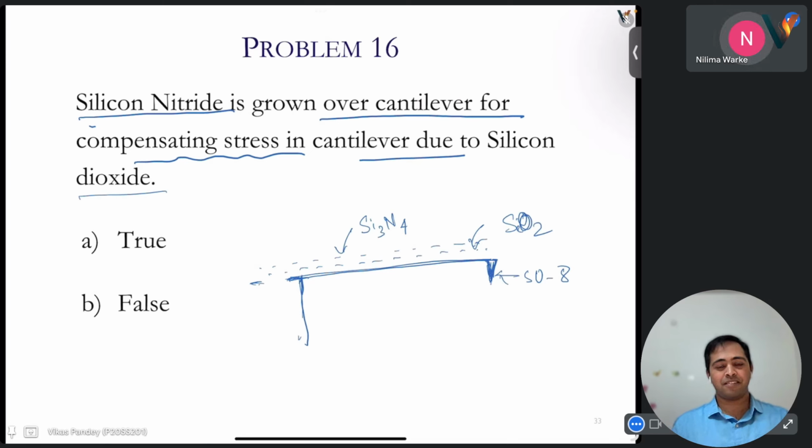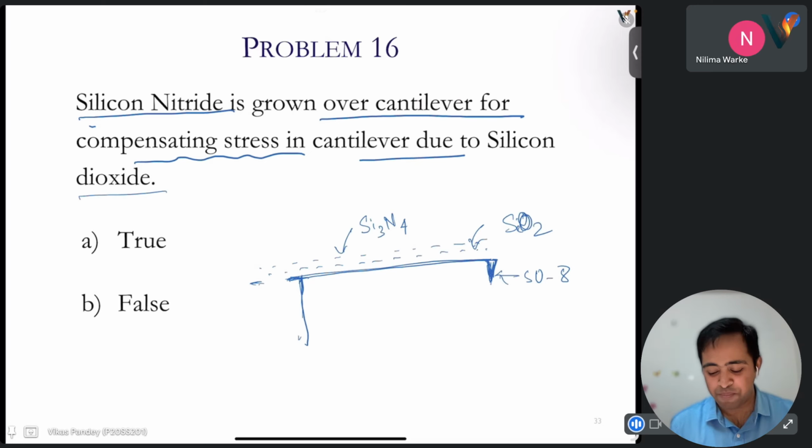My point is that if the cantilever structure, as it is shown over here, has silicon dioxide deposited on it, then already one force is being put on that structure. And if we are adding another layer, how will it help to compensate the stress? I am not aware of how silicon nitride helps us, but that is my point. One more layer we are adding, so it will again bend it, right? We are talking about the stress.